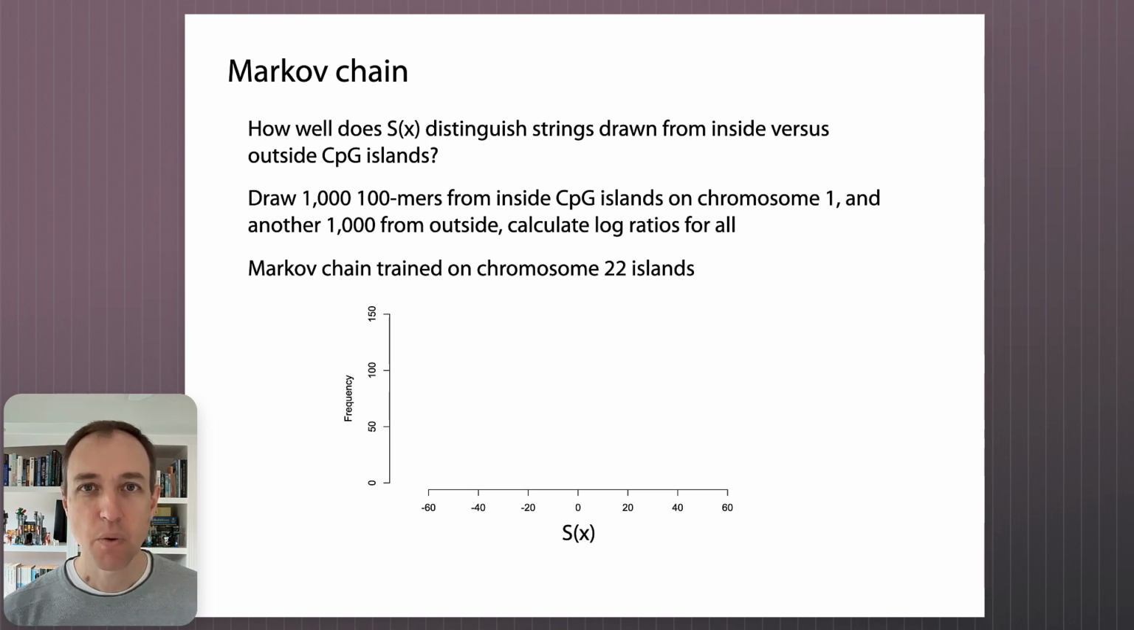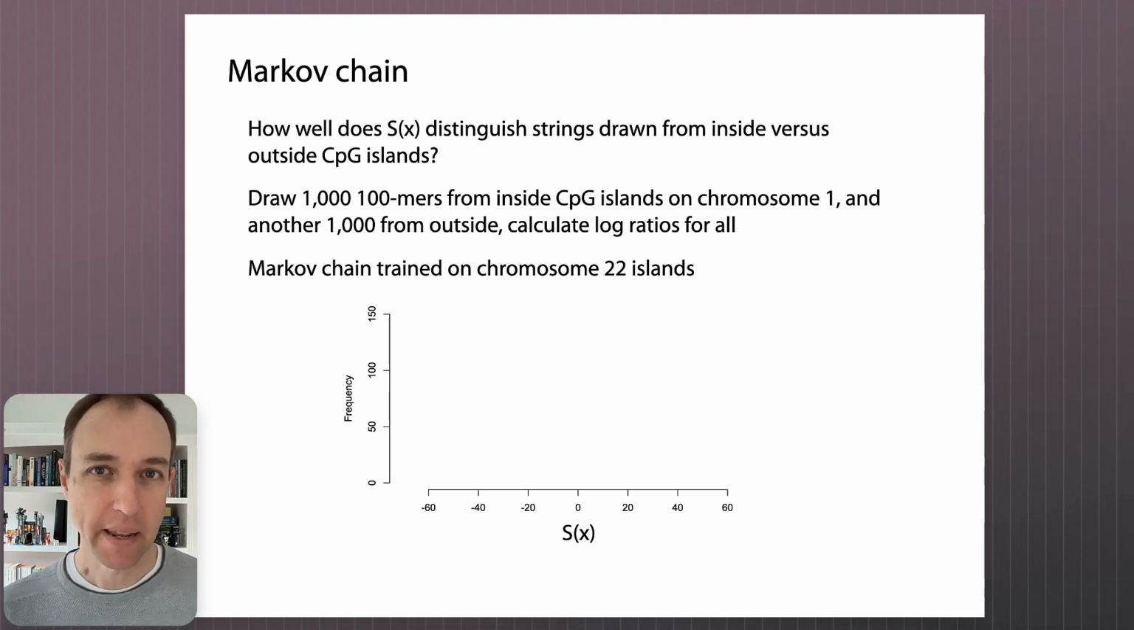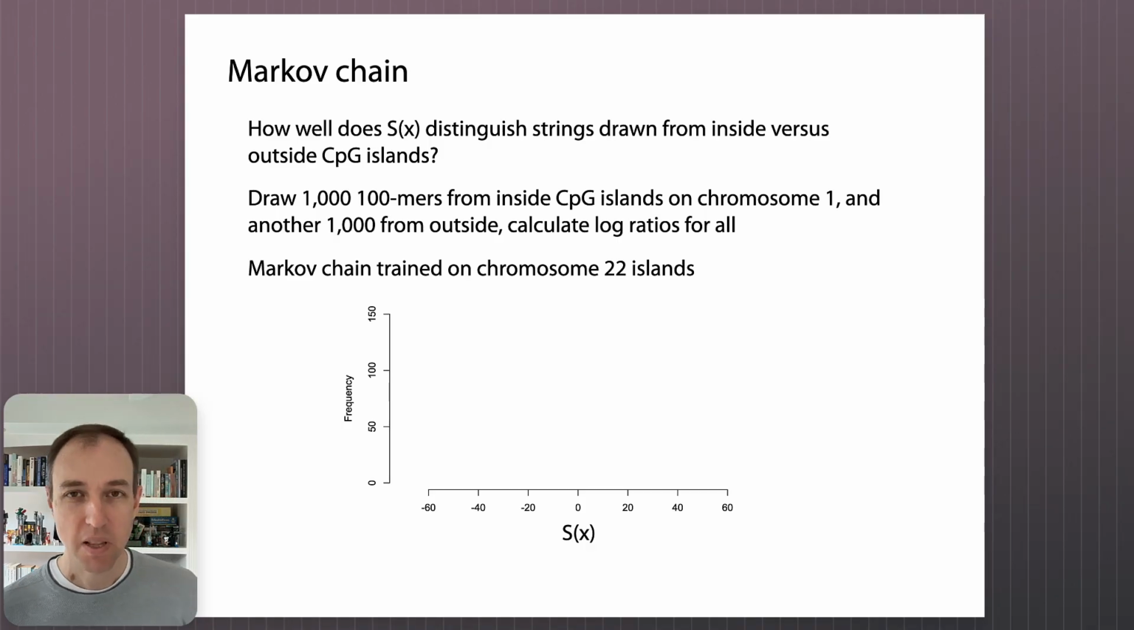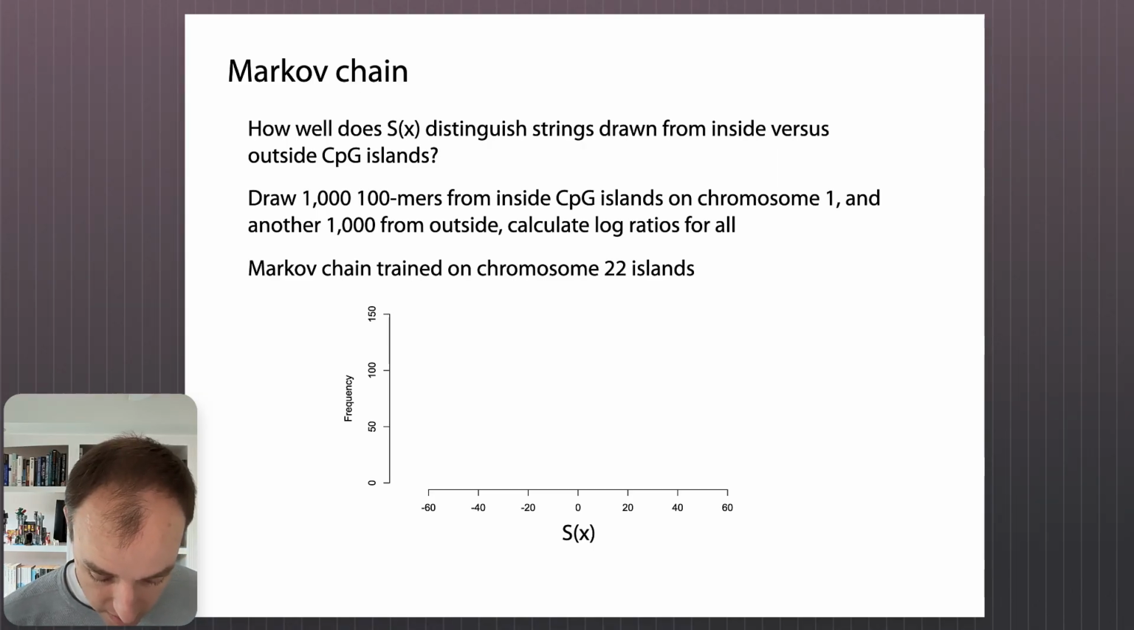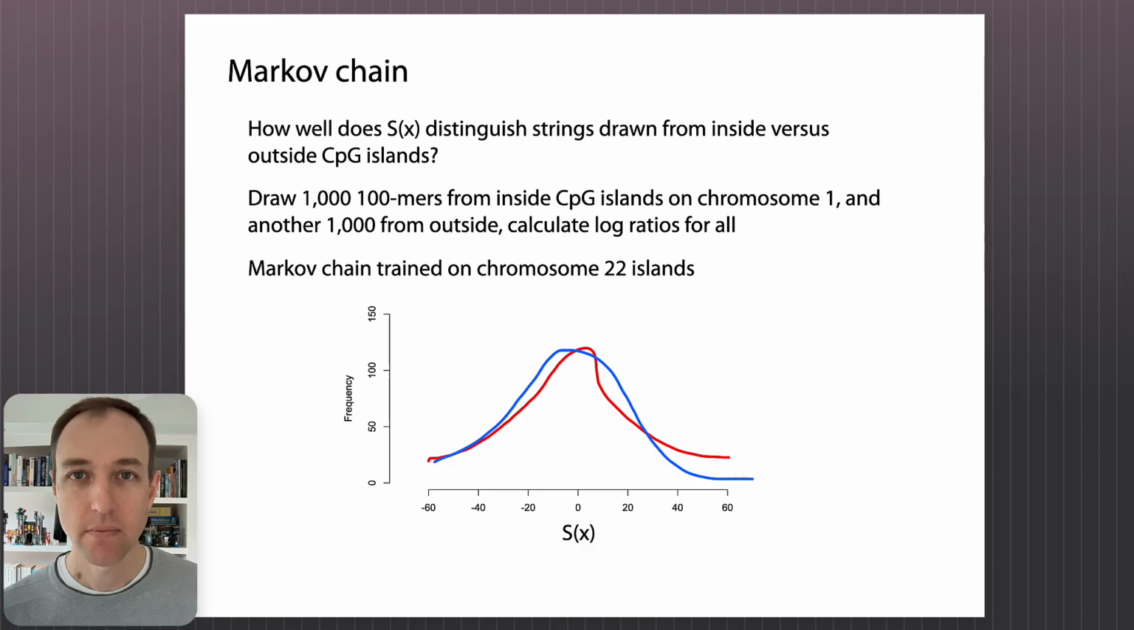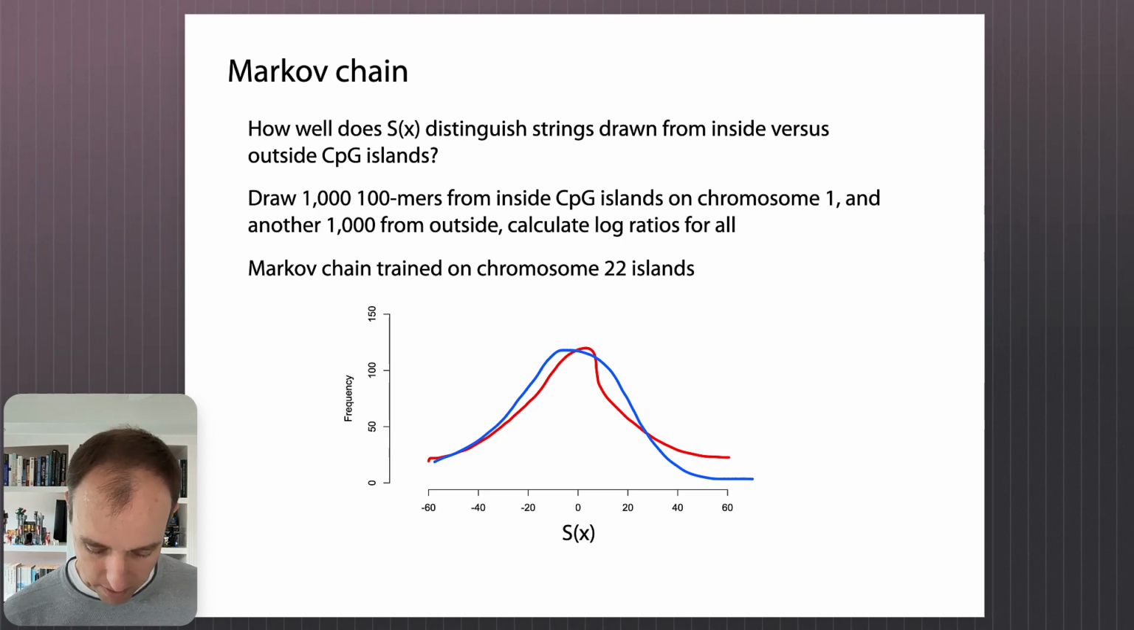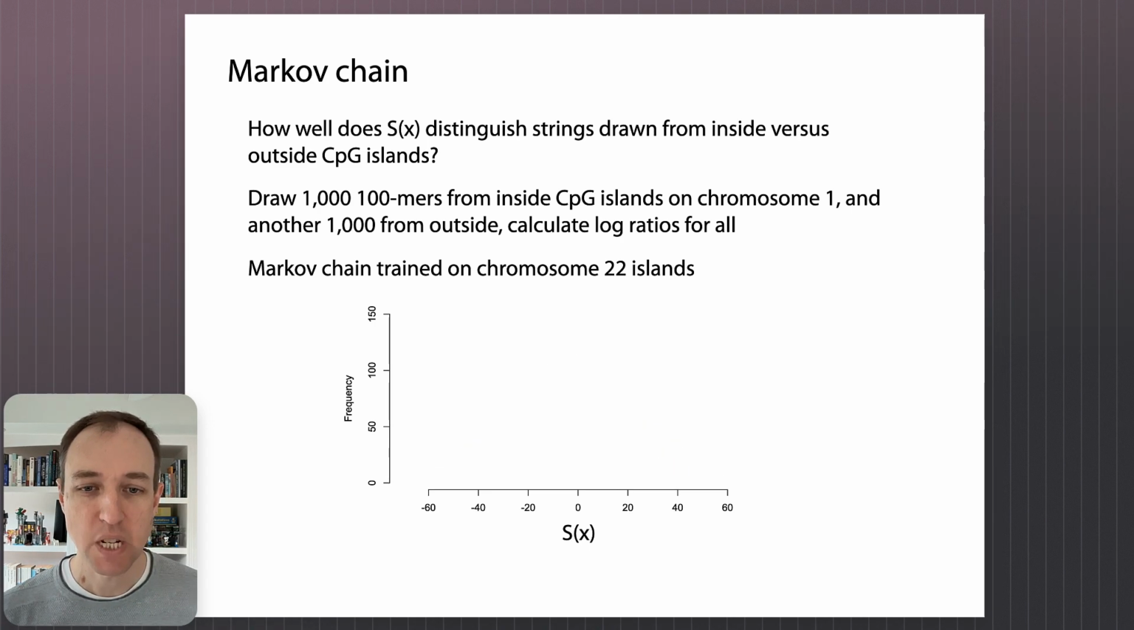So let's think about what this plot could look like, two superimposed histograms, one red, one blue. If our score is not doing a good job, then what we expect to see is two distributions right on top of each other. In other words, the score is not distinguishing them. Whether the score is positive or negative is not a good indicator of whether the sequence came from inside or outside a CpG island.